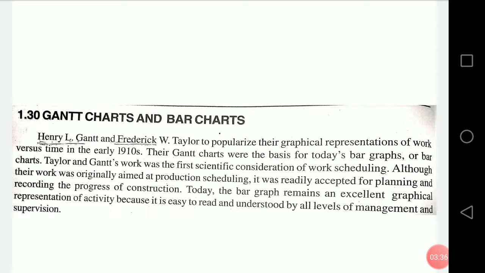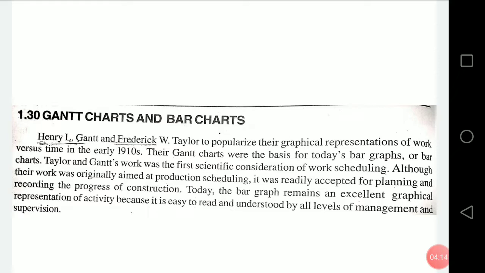Today, the bar graph remains an excellent graphical representation of activity because it is easy to read and understood by all levels of management and supervision. The big advantage of Gantt chart schedules is that they are very easy to understand and follow. That's because they can relate activities and their durations to calendar days. We can easily see and understand when an activity will begin and when it will end.